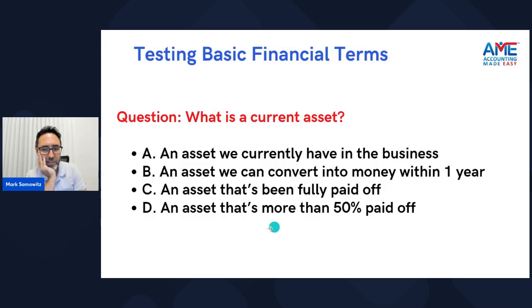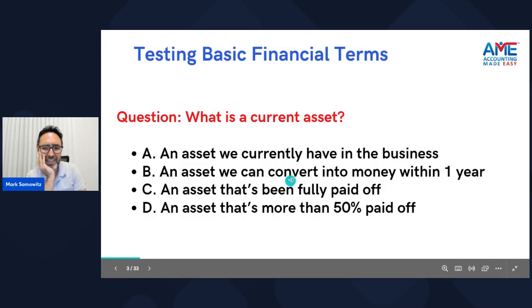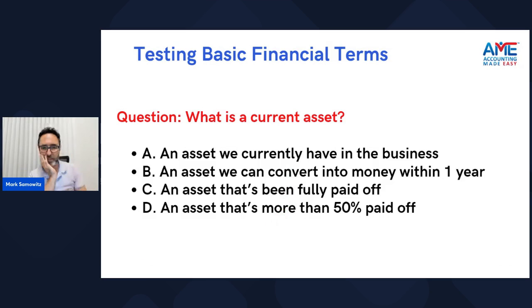So this simple multiple choice test tells us where people are struggling. It tells us they're either thinking a current asset is something we currently have, which it's not, or they're thinking C and D, that it's a current asset if it's been paid off, 50% paid off, or fully paid off. Nothing to do with that. In fact, paying off assets doesn't make them an asset or not.